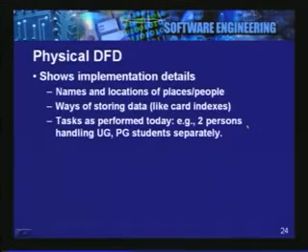A physical DFD indicates not only what needs to be done, but it also shows how things are being done. So, it shows some implementation details. Now, these details will naturally depend on the environment or the application. For example, you might show the names and locations of places where things are getting done, or how the data is actually stored. For example, the data may be stored in a library in terms of card indexes which are stacked in drawers. So, this is a physical way, but that will be shown in the physical data flow diagram.